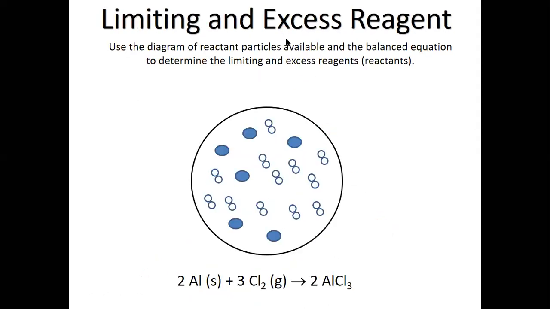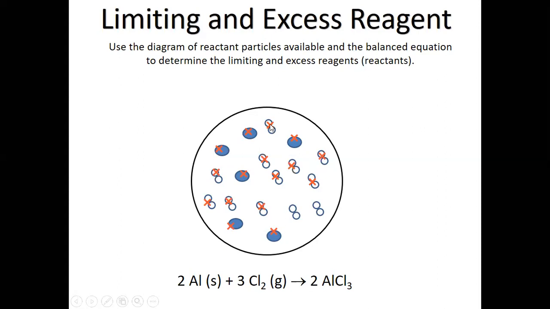So we're going to use them up in a 2:3 ratio. We're going to take away 2 aluminum. So we'll take away 1, 2 aluminum, and that will take 1, 2, 3 chlorine with it. We'll do that again: take away 2 aluminum, take 3 chlorine with it, and again, take away 2 aluminum, take 3 chlorine with it.